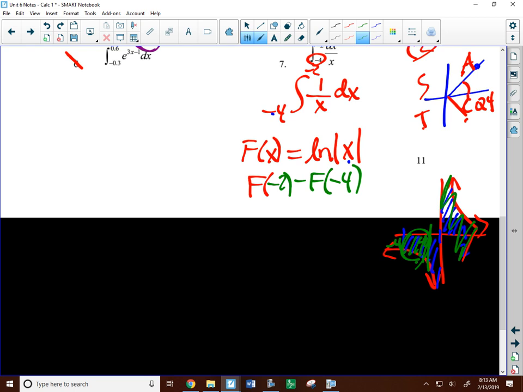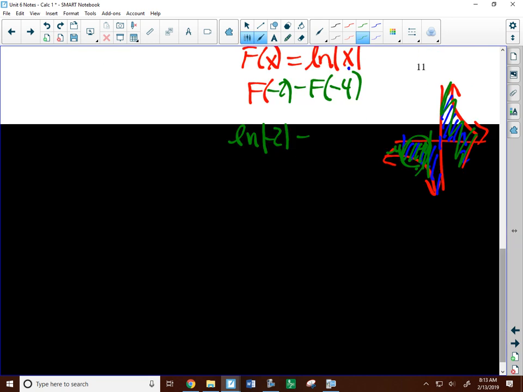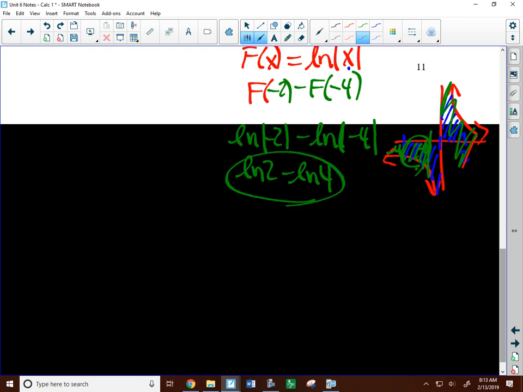So I plug in -2, it's ln of the absolute value of -2, minus f of -4, which is ln of the absolute value of -4. Let's simplify each of these. When you do the absolute value of a negative, it turns into a positive. So ln of 2 minus ln of 4. I left mine like that, or you could put it in your calculator and get a decimal value.